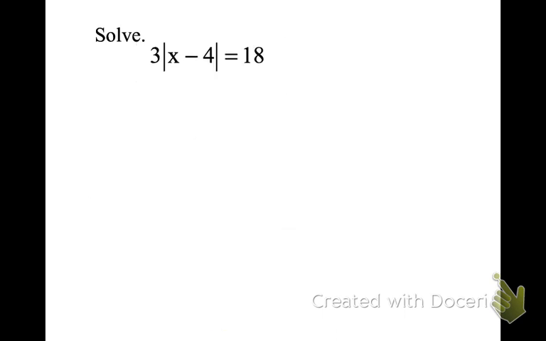Okay, what would we do here? When 3 is next to absolute value, what operation is that, Rami? We divide. We're going to divide by 3 on both sides. Good.